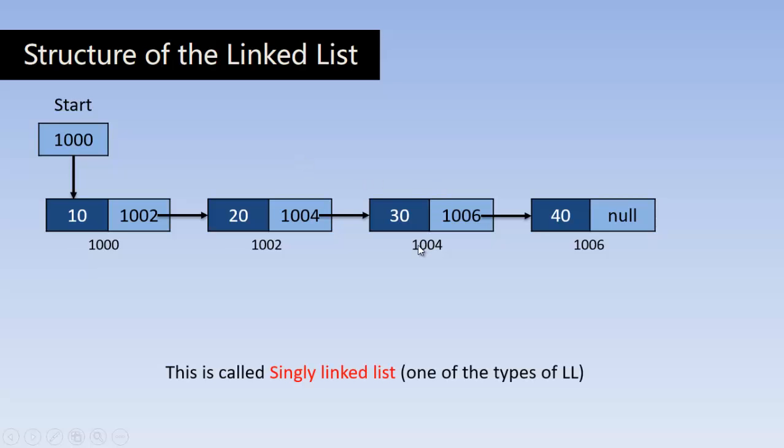So this is called a singly linked list because every node has one data field and one address field, right? This type of linked list is called a single linked list or a simple linked list, and this is one of the types of linked list. There are total 4 types in the linked list, and singly linked list is one of them, right?